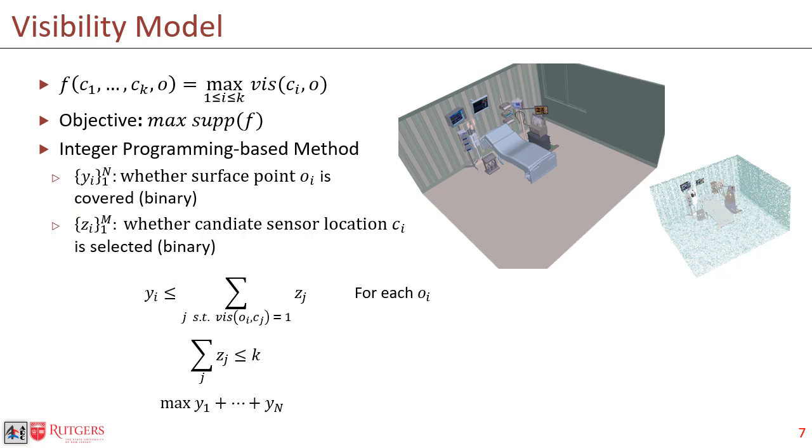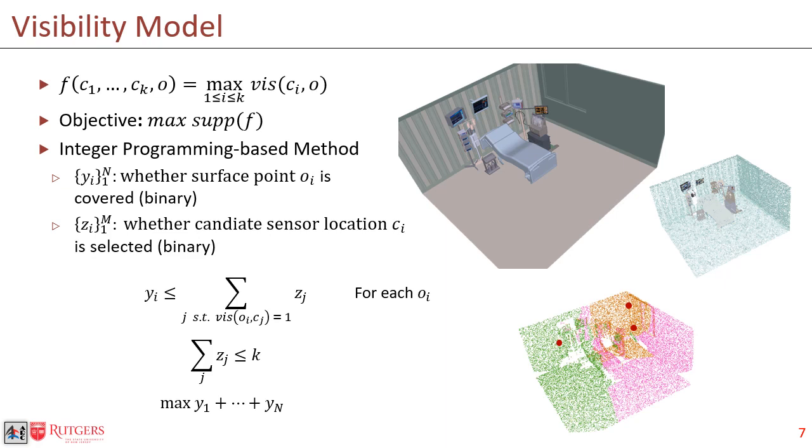So now the problem can be easily transformed into an integer programming model, where we have n plus m variables, where yi indicates whether surface point oi is covered, which are binary variables, and the binary variable zi indicates whether candidate center location ci is selected. The first constraint builds the criteria for a point being covered, and the second constraint limits the number of sensors. Naturally, the objective is set to maximize the number of sampled points covered. By solving this model, we can get an optimal solution of placing 3 sensors on top of a SUV to get the best coverage like this.